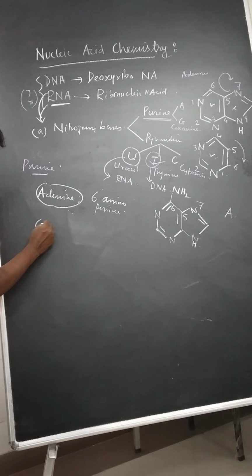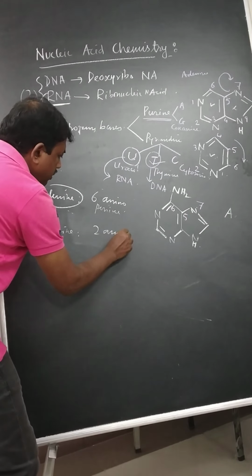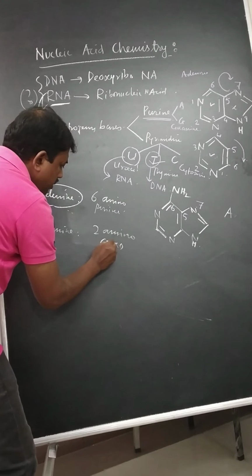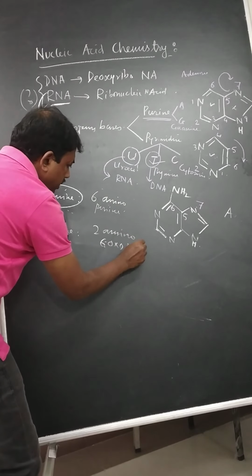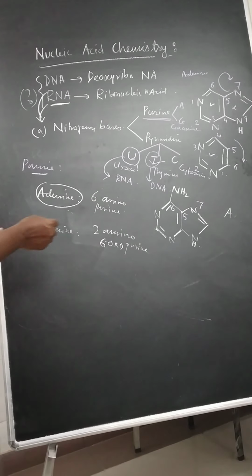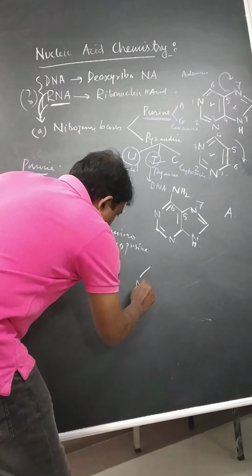Second is guanine. This chemical name is 2-amino 6-oxo purine. Now again write down the structure. Again draw the structure of this purine nucleus.